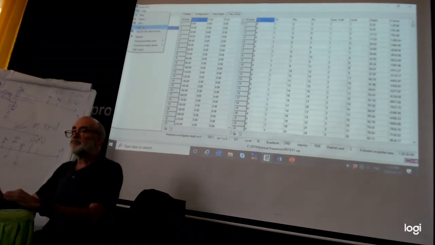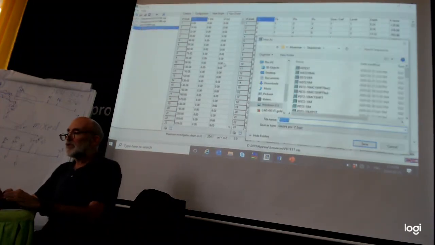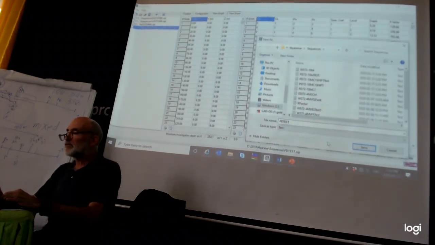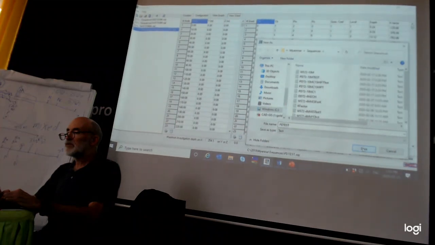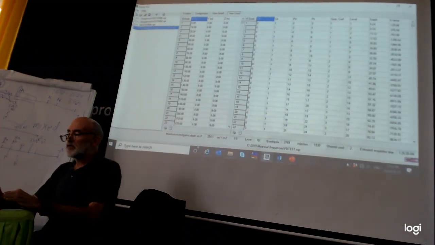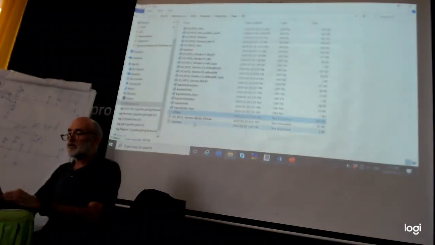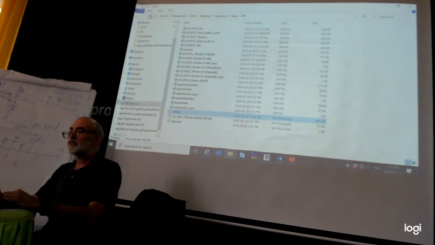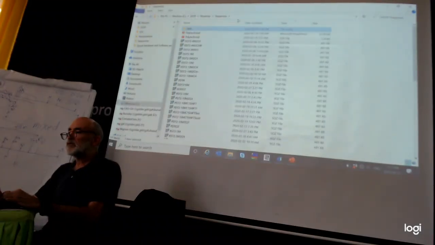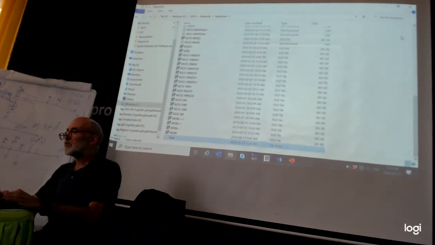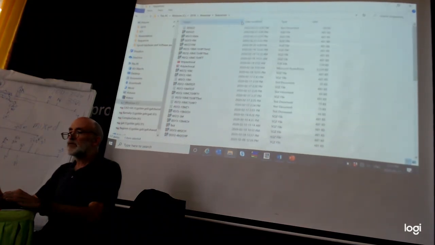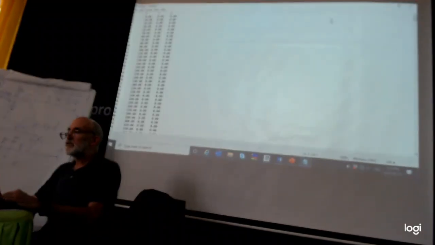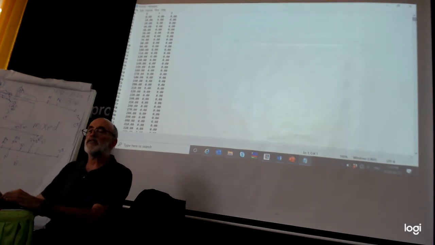I saved this dipole file as a text file. And let's go find this. I need to be in sequences. So here's the file that was put out.